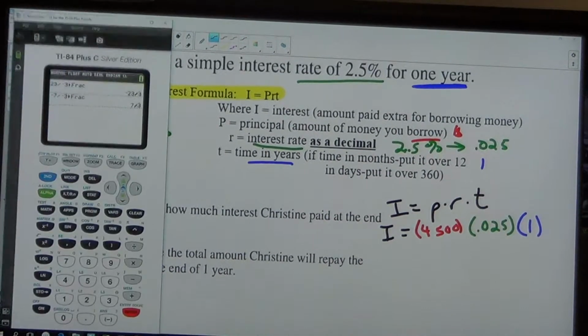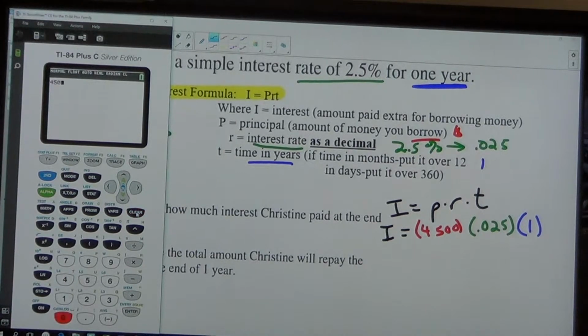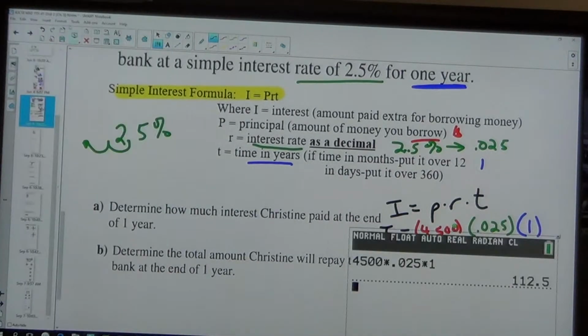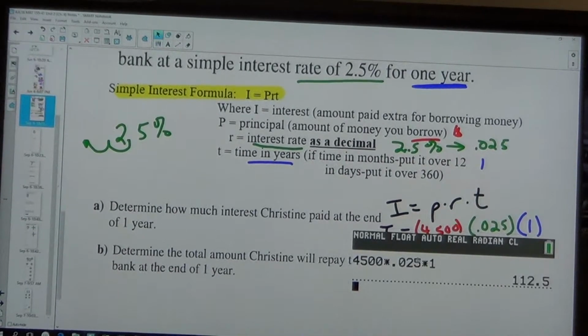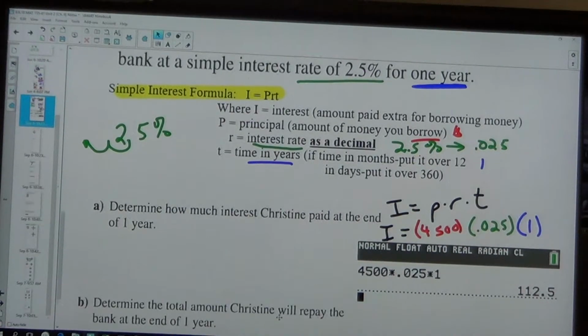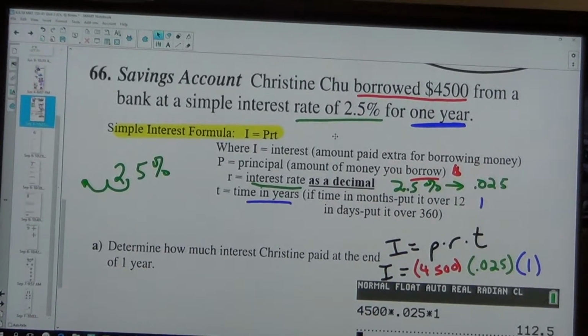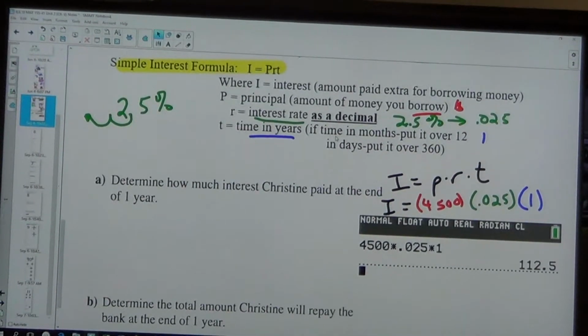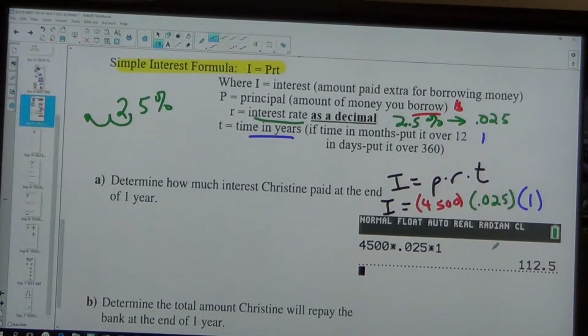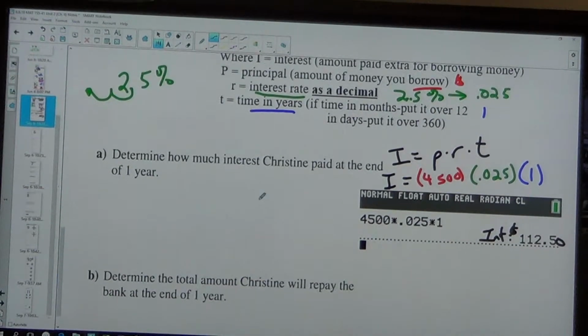So if I go to my calculator, I'm going to do $4,500 times 0.025 times 1. So we're going to have to pay him $112.50 of interest. So because this person was nice enough to give us money when we were broke, we're going to have to give him interest of $112.50. Now, that's going to be question 1, determine the interest.